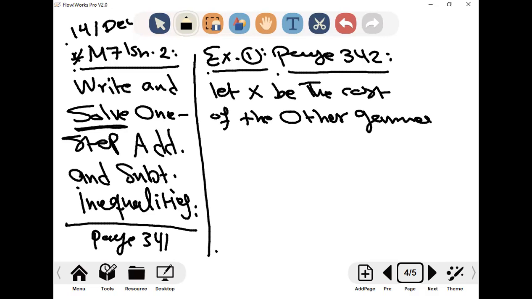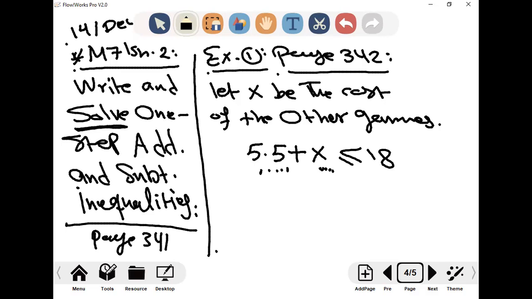other games. The go-karts, we know how much: 5.50 or 5.5, right? But we have $18. Let's prepare our inequality. Now he will go on the go-karts, get the go-karts, and play other games, and "and" means plus. So go-karts, 5.5, plus other games, X. So we have 5.5 plus X at most $18, meaning less than or equal to 18. It means the games and the go-karts together should be 18 or less, because he only has 18.